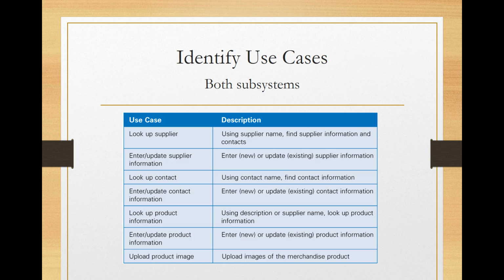So a use case is really just something we have to do. In this case, I'm going to look at the bottom because I can't reach all the way to the top: upload a product image. So the use case is upload that product image, and then our description just elaborates a little bit on it. Look up contact: using contact name, find contact information. Look up a product. So we build a list of things called use cases, things that we're going to do in this system.